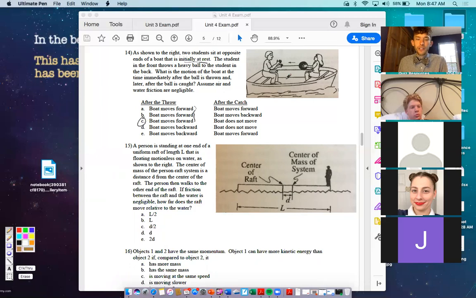These center of mass questions are a little bit tricky, and I think they're best thought through conceptually instead of mathematically. If you try to do the mathematics of the thing, it ends up taking a really long time. Question 15 is a great example of that. So let's look at question 15.